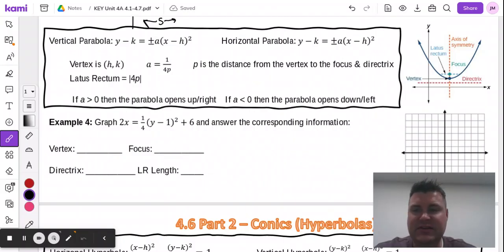I just noticed in my notes that this is, oh boy. Let's fix the notes. This should be an x right here. Oh boy. This should be a y right here. Oh boy. Can't believe I never caught this.